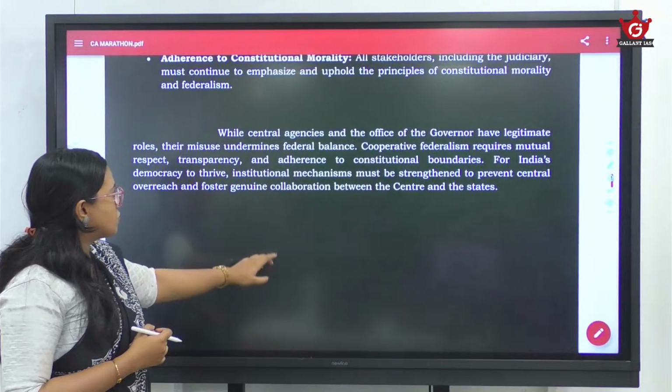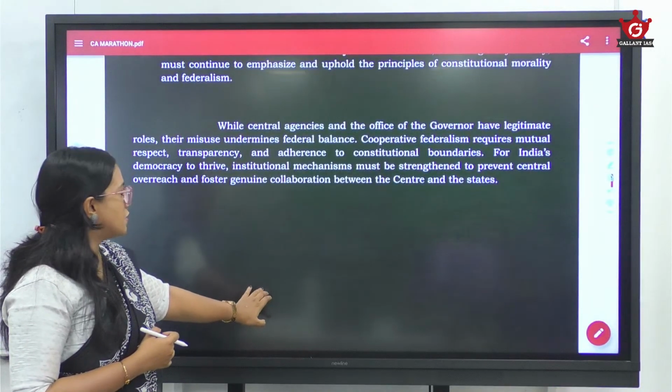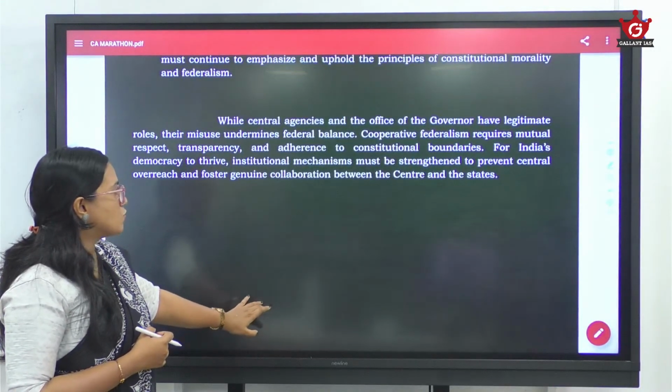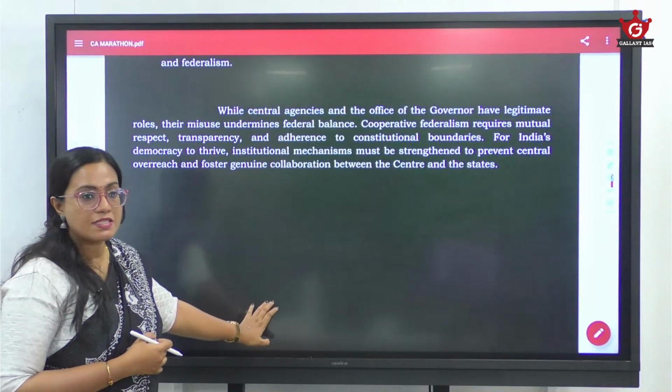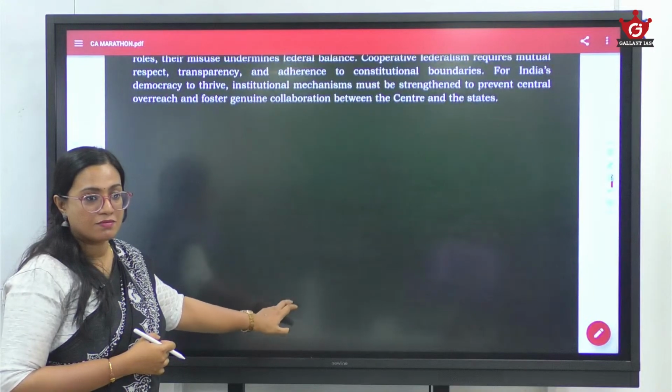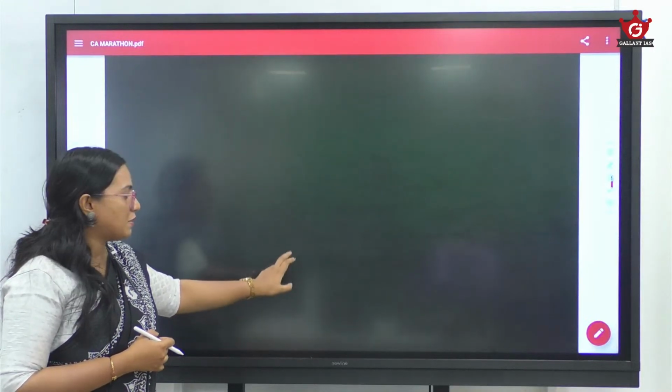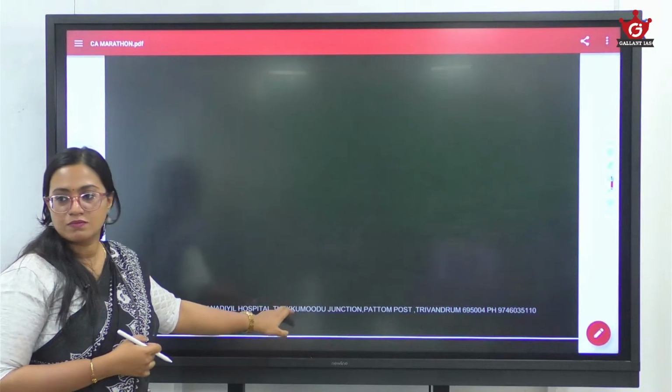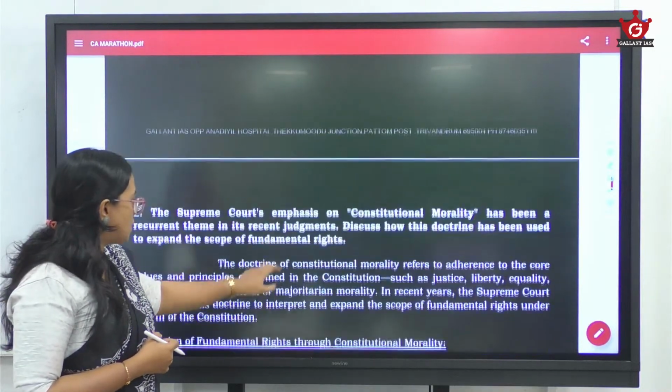For India's democracy to thrive, institutional mechanisms must be strengthened to prevent central overreach and foster genuine collaboration between the center and the state. In Paper 2, always give importance to your nation. Okay, you can be a little more nationalist in Paper 2, especially in the conclusion parts of the questions.